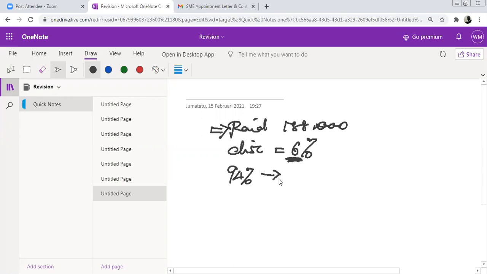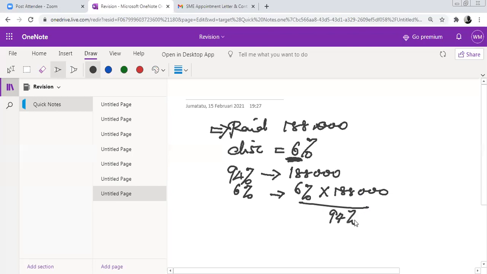So if 94% is the same as 188,000, what about the 6% that was deducted? So 6% is going to be 6% times 188,000. Then we divide by 94%. Percent and percent will cancel out. So our answer here will be in shillings. So somebody with a calculator to do that multiplication, 6 times 188,000, then divided by 94. I have 12,000 as my answer. Let us say that is correct. So this is the discount that John deducted.